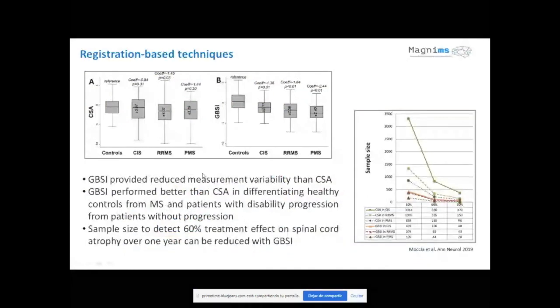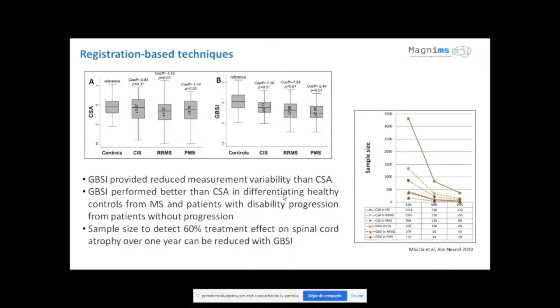This technique improves the way to differentiate between healthy controls and MS, and also to discriminate between patients with or without disability progression. Also, the error of this tool in assessing changes over time is significantly decreased compared to the classical registration-based technique. And it has been calculated that the sample size required to identify a treatment effect using this registration-based technique of the spinal cord is significantly decreased compared to the classical segmentation-based one.